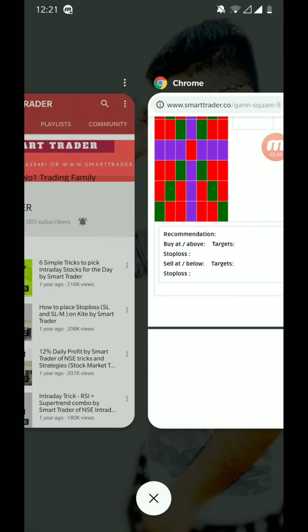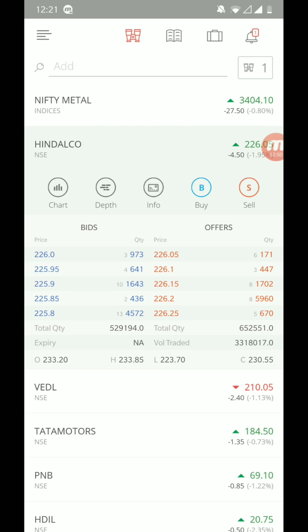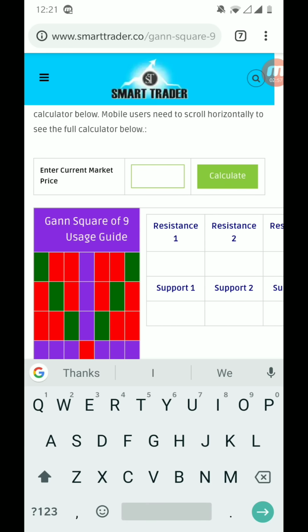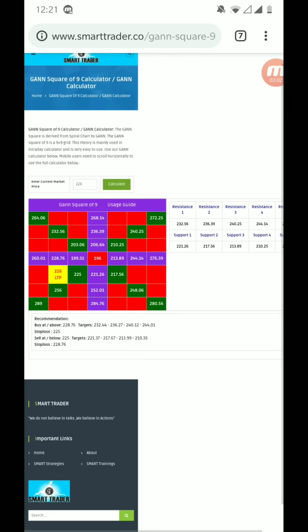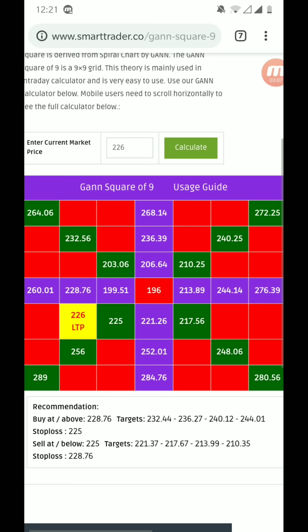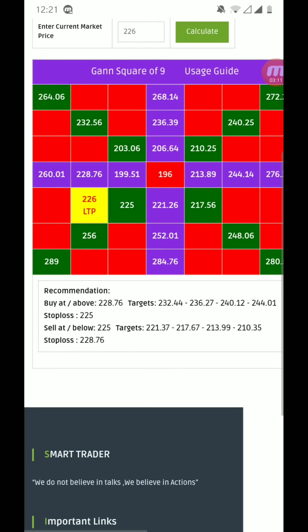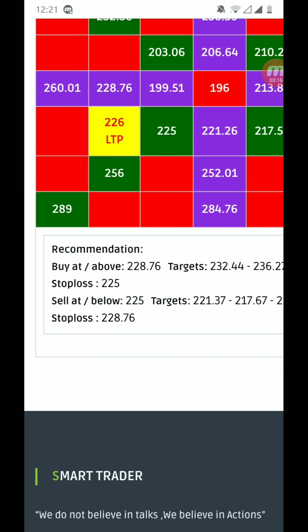So for example, if I take any random stock from the list, let's say Hindalco itself, current price is 226. Let me put around 226, and I'll give calculate over here, right? Once I give calculate, there are a lot of calculations which go on as per this particular pivot. This was created by GAN, by his own calculations. As per him, the recommendation says buy at or above 228.76.